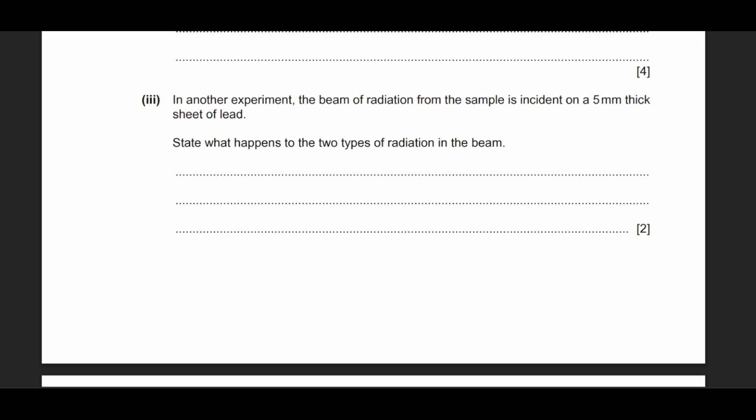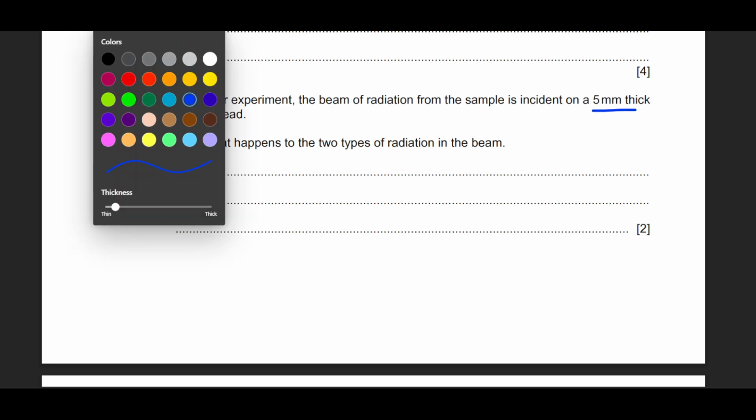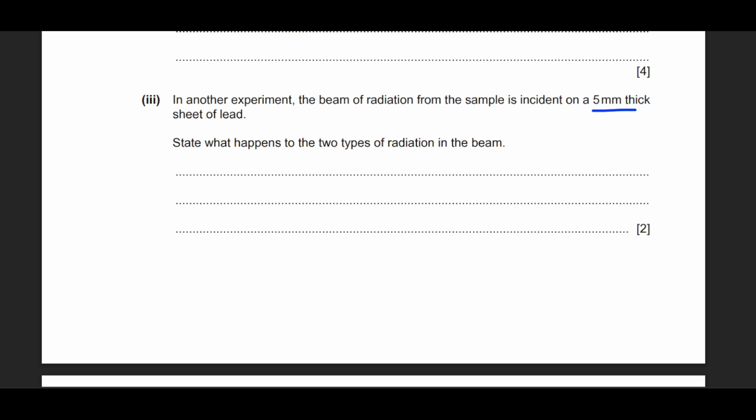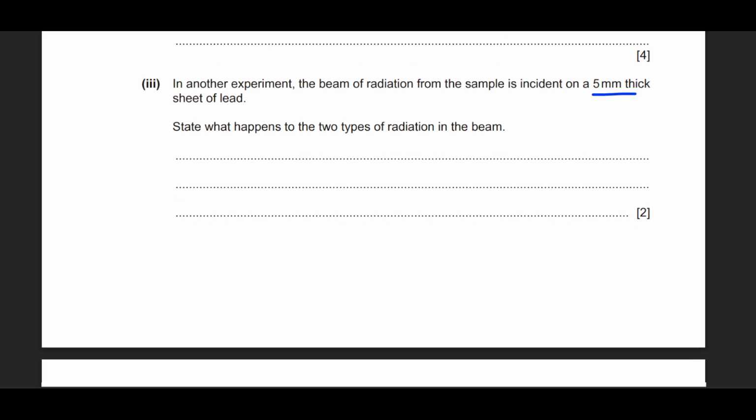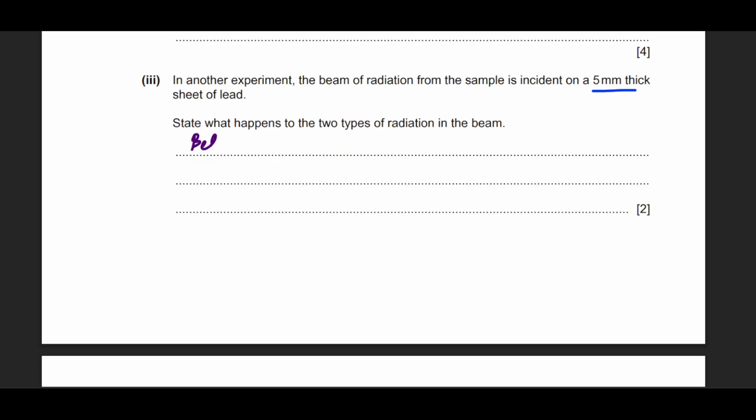Okay, in another experiment, the beam of radiation from the sample is incident on a 5 mm thick sheet of lead. Now, lead stops everything. It stops alpha, it stops beta, it reduces gamma, but doesn't eliminate it completely. It's unable to do so. This is to state what happens to the two types of radiation. You see, beta is absorbed completely, it's gone. But the level of radiation of gamma is reduced.